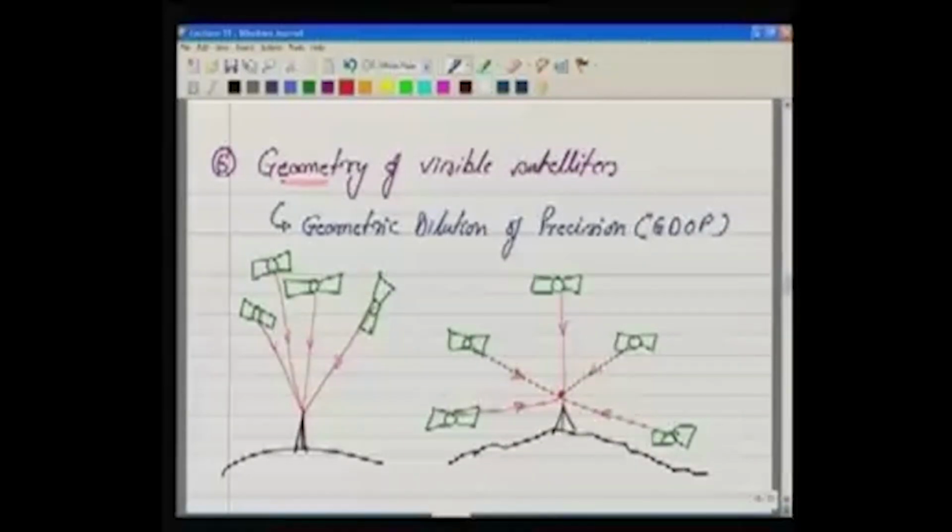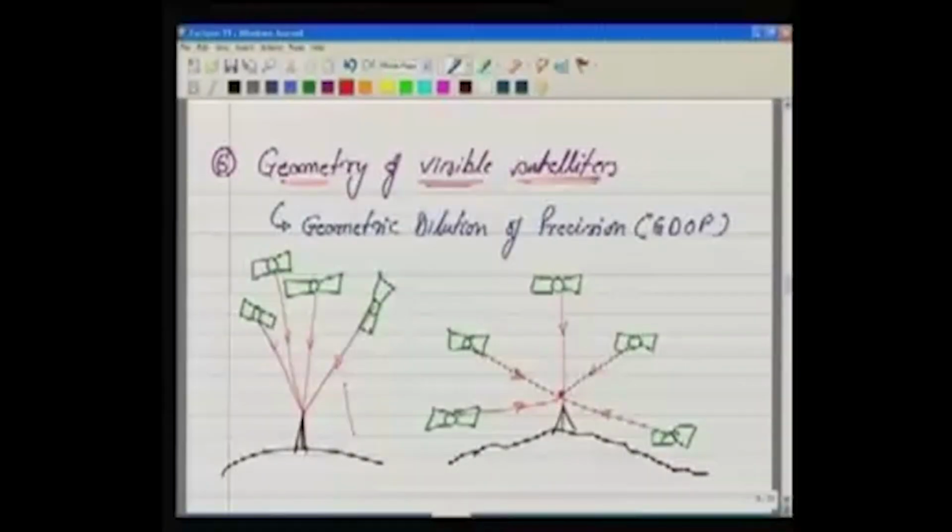One more source of error here is the geometry of visible satellites. Now, what is the meaning of this? The receiver is here and the receiver is looking at the satellites. Now, there are various possibilities. In one case, all the satellites are hanging on top of the receiver, and the angle which they form is very small. This particular prism is very small. In the other case, possibly one satellite is here, and 1, 2, 3, 4. So the angles which the satellites form with the receiver are very large angles, or 90-degree angles, we can say. Now, what is the effect of that?